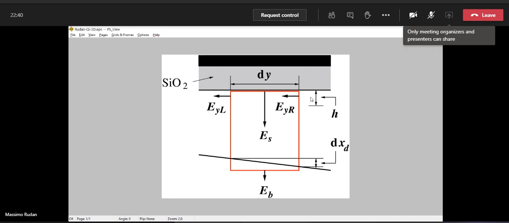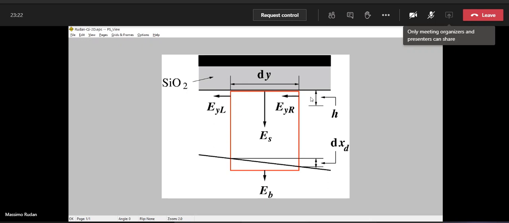Okay, so we would be left exactly with the same situation as for the MOS capacitor, but for one exception, that the length of the boundary on the right is a little bit larger than the length of the boundary on the left, because we must consider only the portion of the boundary that is inside the space charge region. So the right one is longer by dxd with respect to the left one.